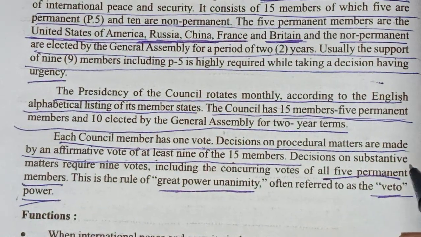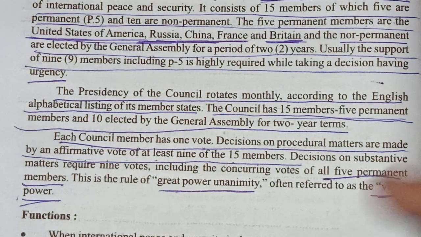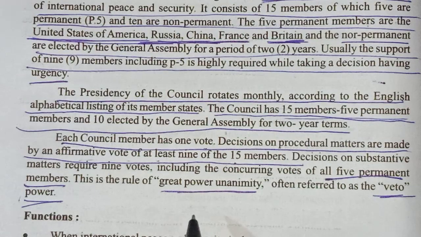Decisions on substantive matters require 9 votes, including the concurring votes of the 5 permanent members. Very important decisions should be made by 9 votes from 15, and the votes of the 5 permanent members should be there, otherwise the decision cannot be made. This is the rule of great power unanimity, often referred to as veto power. The 5 permanent members have veto power.